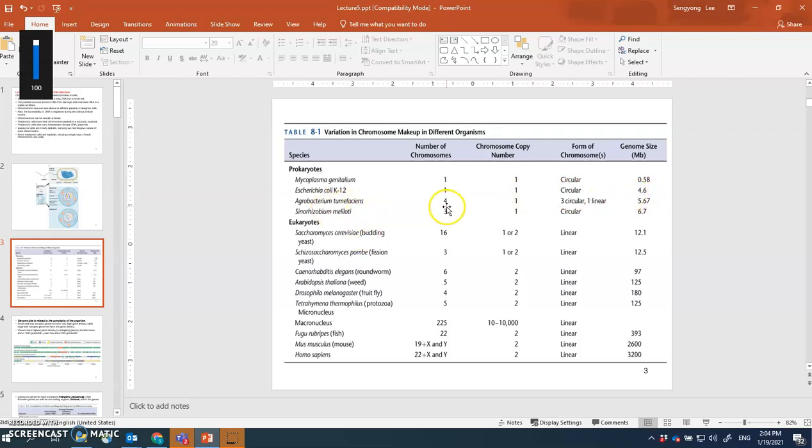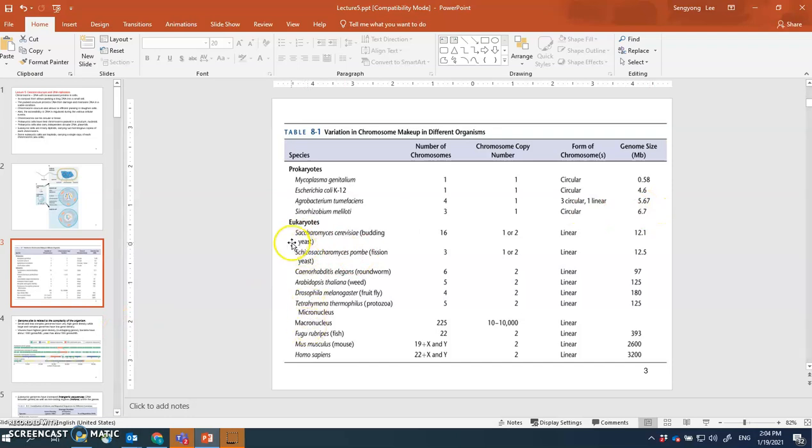Agrobacterium tumefaciens has 4 chromosomes instead of 1, but they are all haploid, one copy of genes, and they have 3 circular chromosomes and 1 linear chromosome. It's unique. They have a linear chromosome as well. Genome size is about 5.67 megabase pair. And the last one is Rhizobium meliloti: 3 chromosomes, 1 copy, haploid, circular, 6.7 megabase pair.